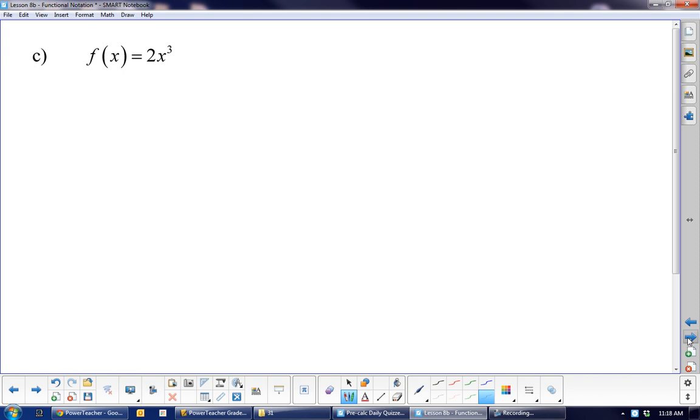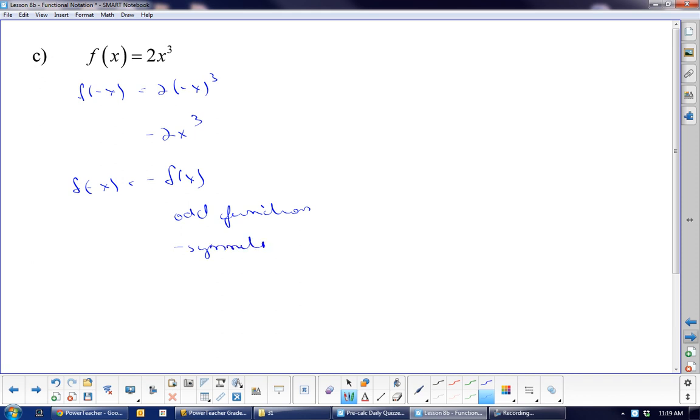This one has a cube on it, so I might be expecting it to be odd. Let's try what happens if I put negative x in. That's 2 times negative x cubed. That's the same thing as negative 2x cubed. So f of negative x equals negative f of x. Okay, so this is an odd function. It is symmetrical about the origin.